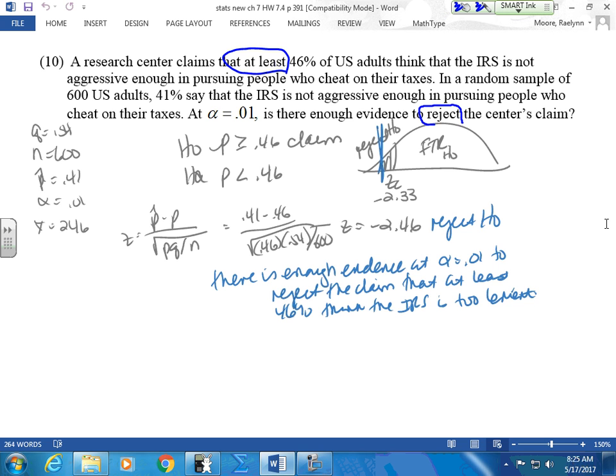If I look here, the words reject the claim mean it's telling me it's an H0. Is my claim H0? Yep, I'm in business. My tail is a left tail test. Again, I am more extreme than that, but let's test by your area.